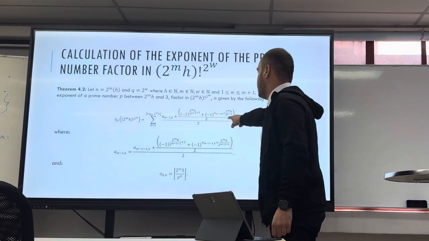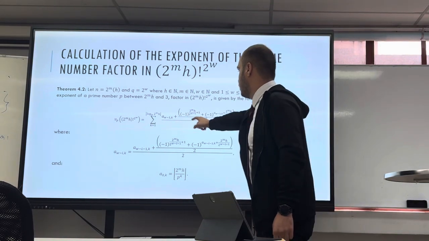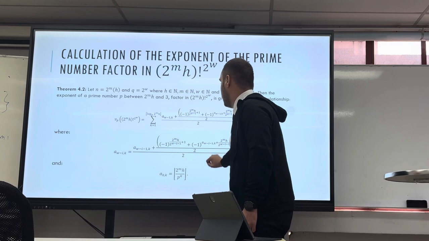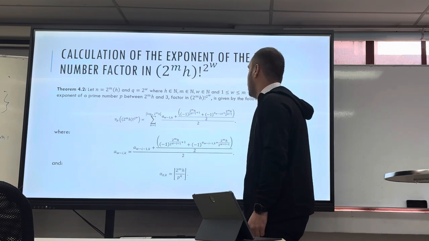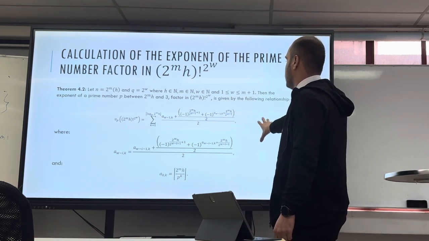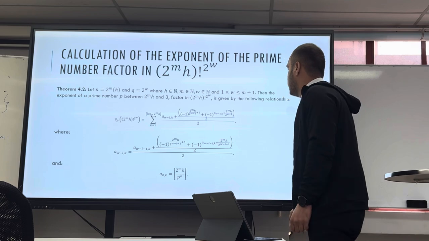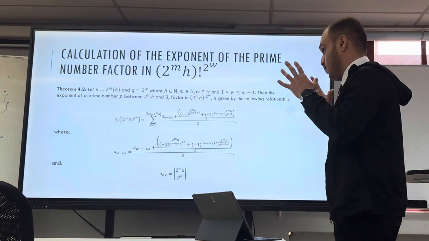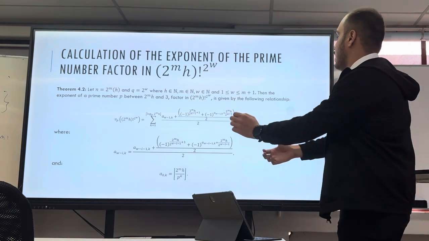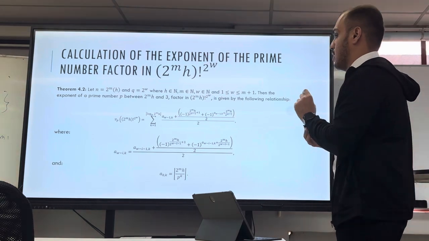Given as this form, where this term is calculated using this equation, and this is the start value. This formula calculates the exponent for all primes, excluding the prime number 2.